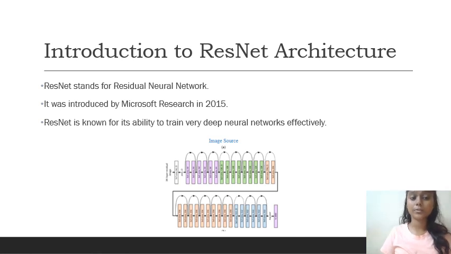ResNet means residual neural network, and it was introduced by Microsoft Research in 2015. As I've said, it is very important in deep neural networks, in deep learning mainly, which helps us train our models and gives greater accuracy than the CNN.